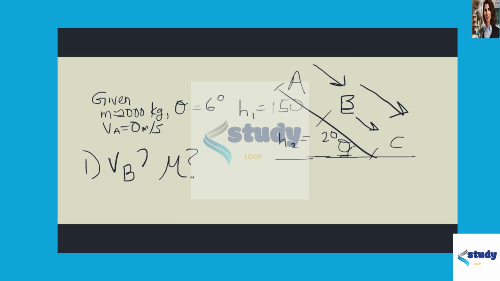So what we're given also is the mass of the car, 2,000 kilograms. The theta, the angle of this ramp, is 6 degrees. We know that the car is starting from rest at point A. And then we also have some information on the distances from A to B, which is 150. We're going to call that H1. And then the distance from B to C, we're going to call that H2, and that's 20.